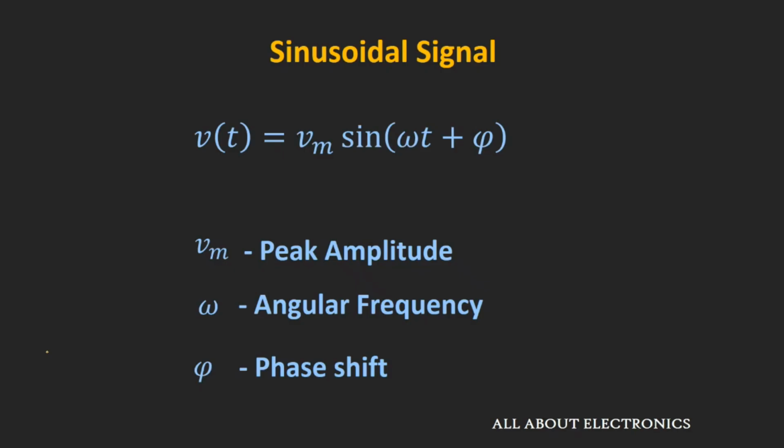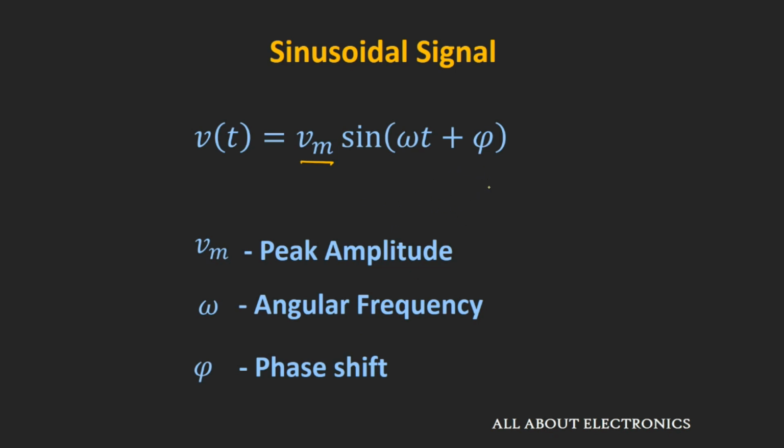Now we know that any sinusoidal signal in a general form can be expressed by this expression, that is Vm sine omega t plus phi, where Vm is the peak amplitude of this sinusoidal signal, omega represents the angular frequency, and phi represents the initial phase of this sinusoidal signal.